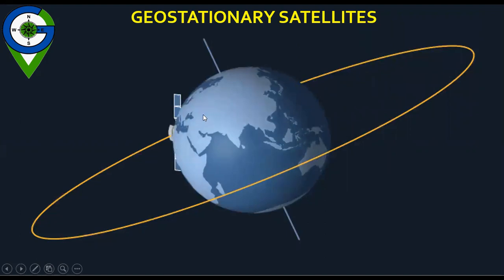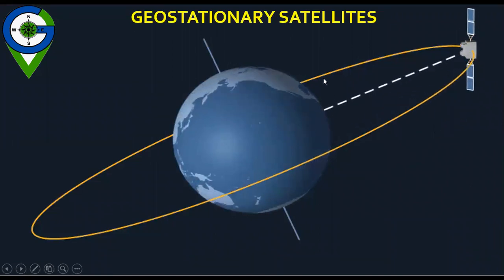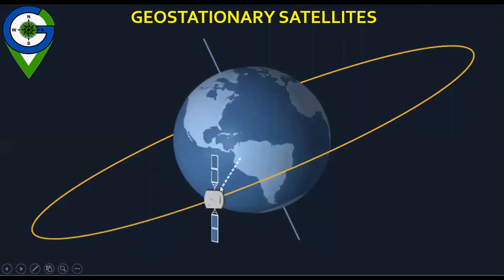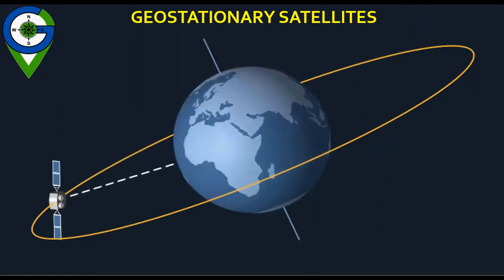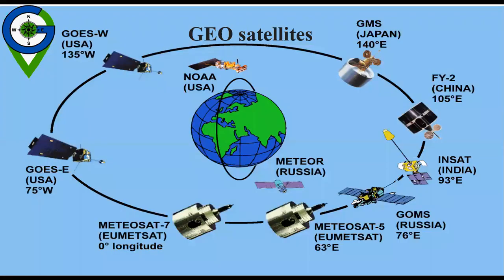See, the same satellite is revolving around the Earth, but seeing the same area. All through the day, it sees the same area and collects the information about it. So this is how the geostationary satellites revolve around the Earth. It is not that they are not revolving, they are revolving, but their position in reference to the Earth is stationary. That is why they are known as the geostationary satellites.